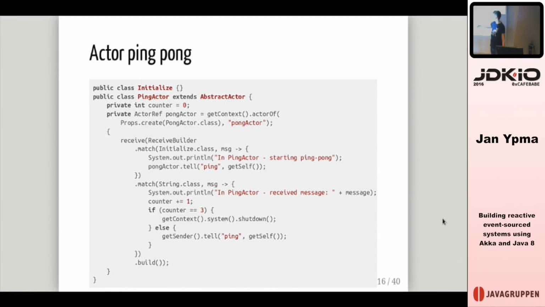For this particular actor, if we send an initialize message, it will start to send some messages to the pong actor. And if it receives any string, it will increment its internal counter, and after 3 messages, it will stop itself.